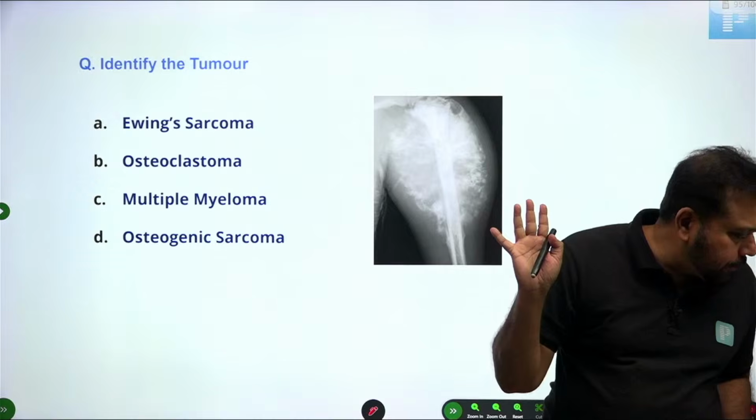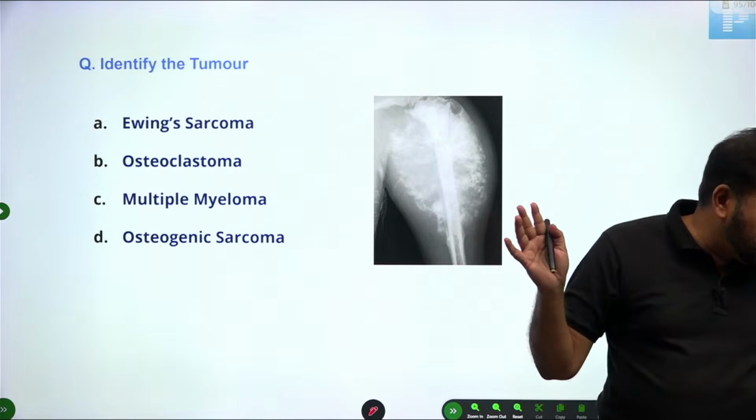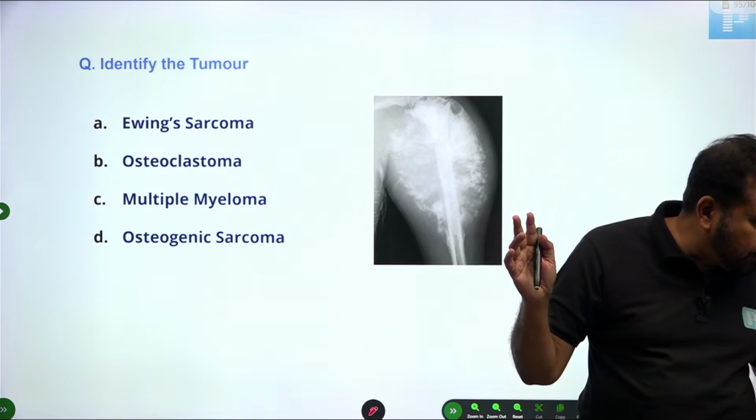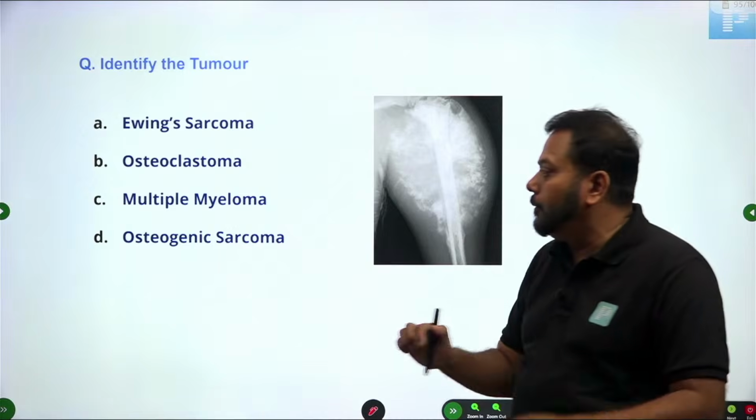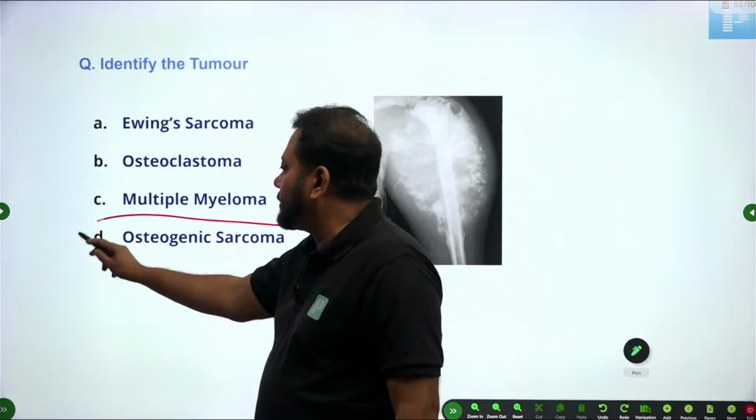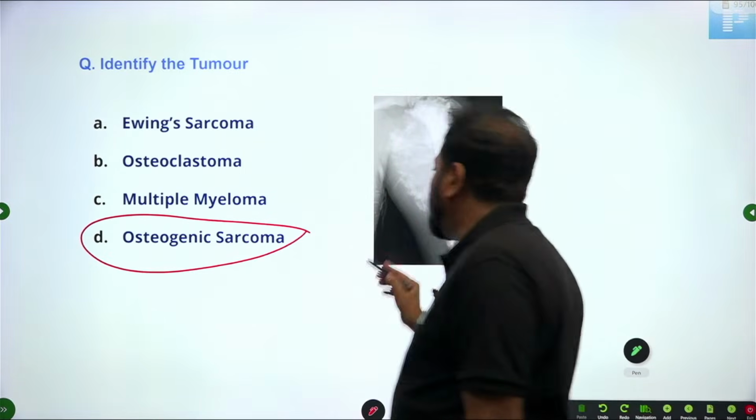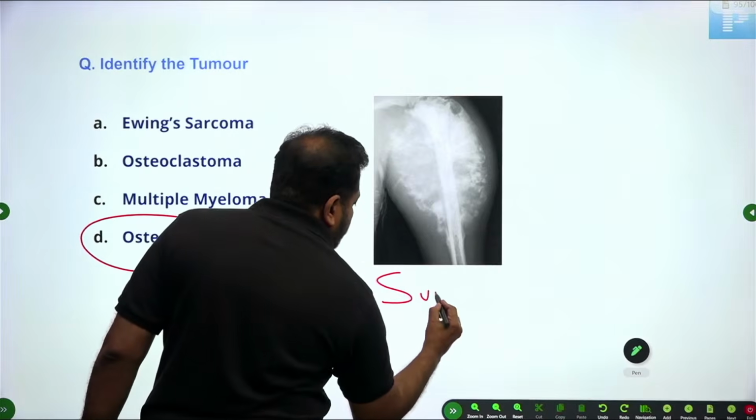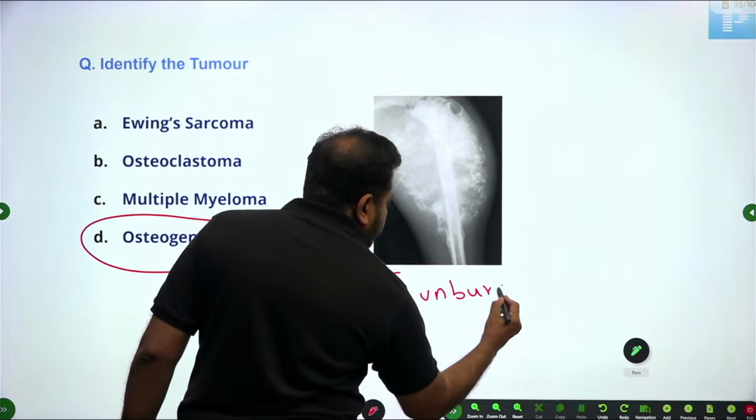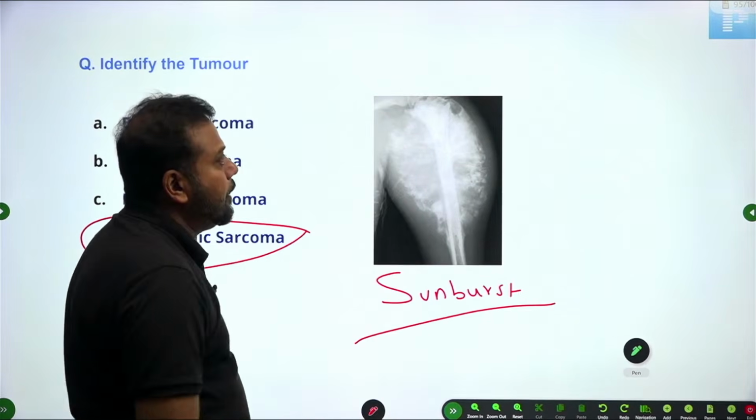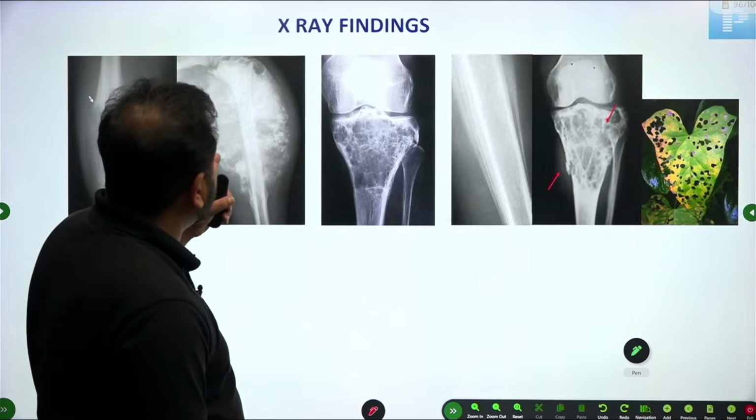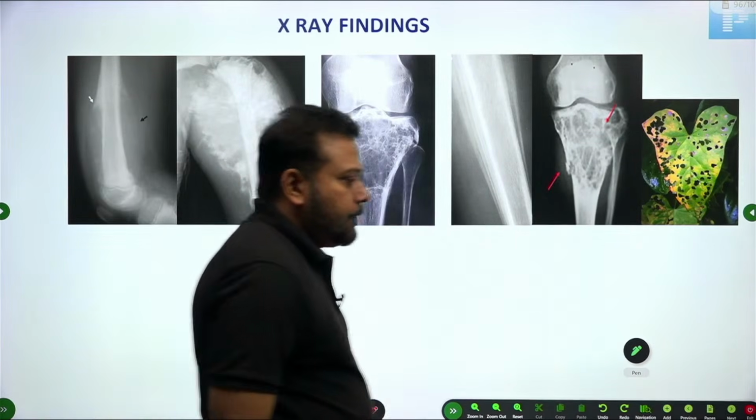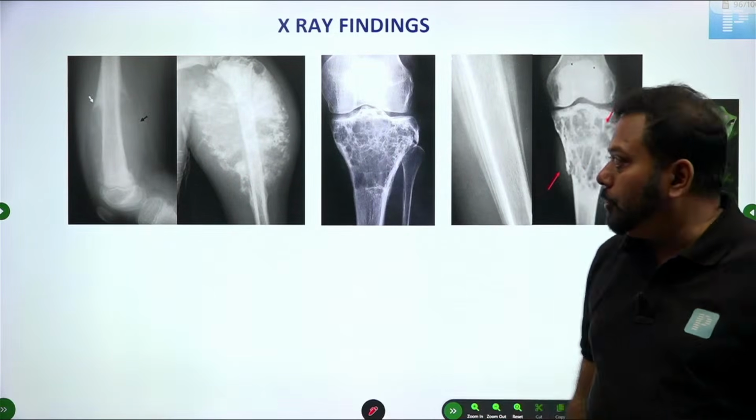Very good. What is this appearance? Marvelous. Many of you had answered it correctly already. Superb. So this is osteogenic sarcoma. This is called sunburst appearance. Osteogenic sarcoma, sunburst appearance. Now you see the radiological appearances of malignant bone tumors.